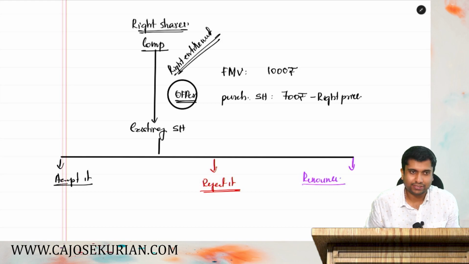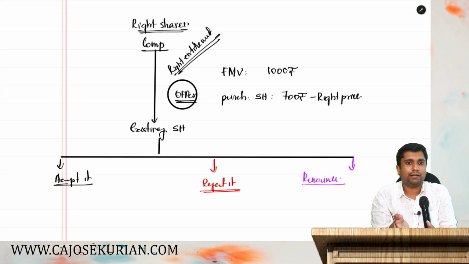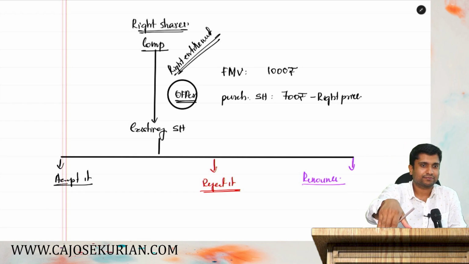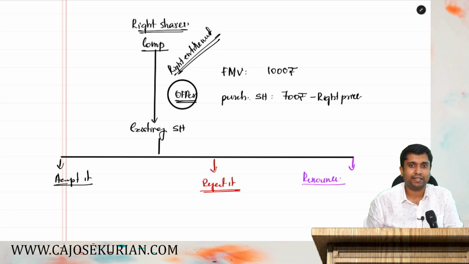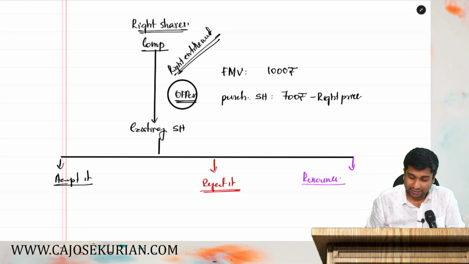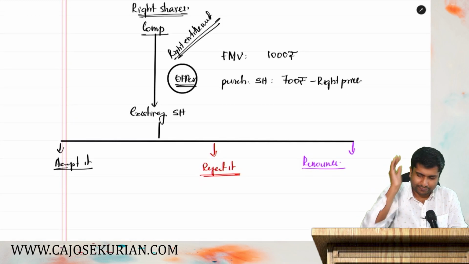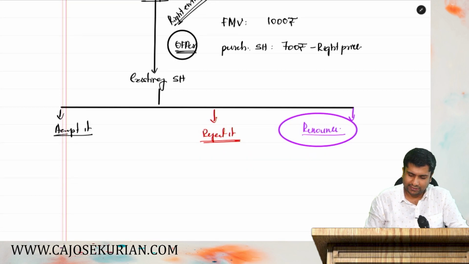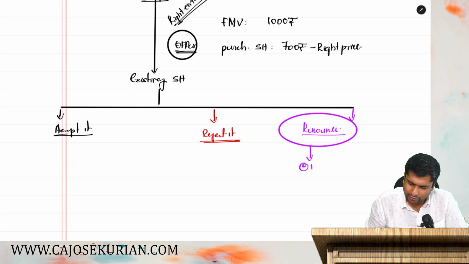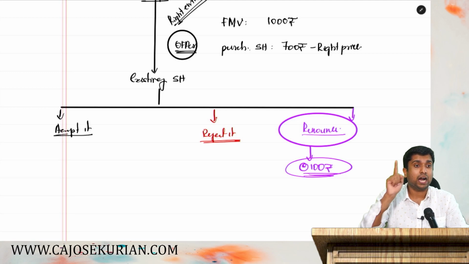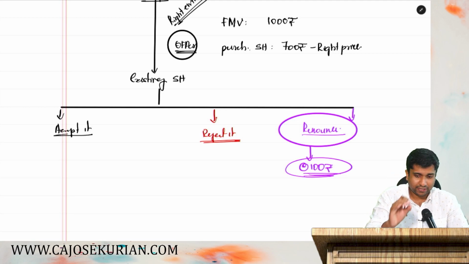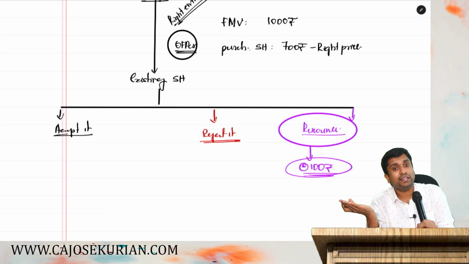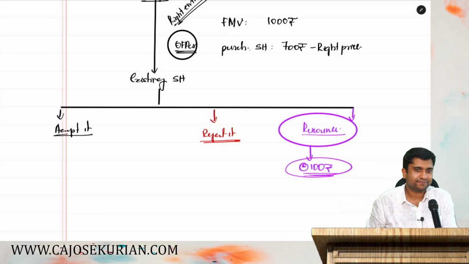What is renounce? They will take that right entitlement and sell it to some other person. That is called what? Renounce. Listen, when they are renouncing that right entitlement, say he has renounced that right entitlement for 100 rupees. Then what the department will say is that the right entitlement is also a capital asset.